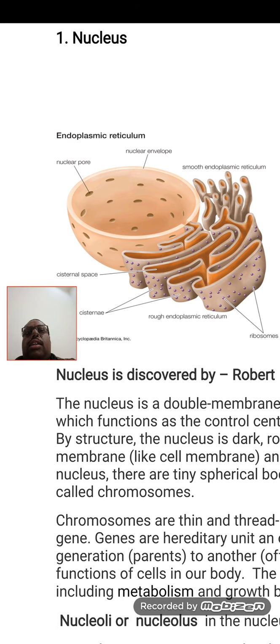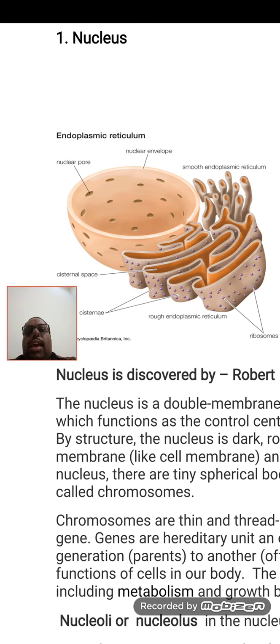And the nucleus is considered to be the brain of a particular cell. Why is it considered the brain of a cell? Because it carries genetic material inside it. Since it carries genetic material like DNA, it controls everything. That is why it is called the brain or control center.